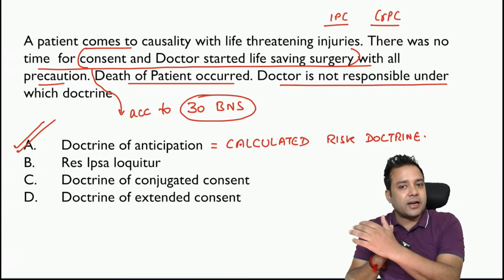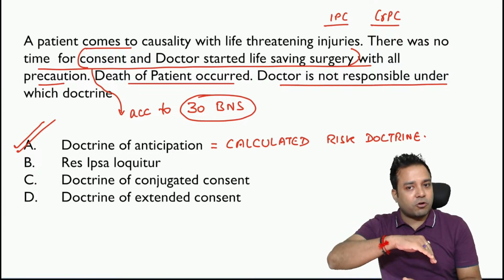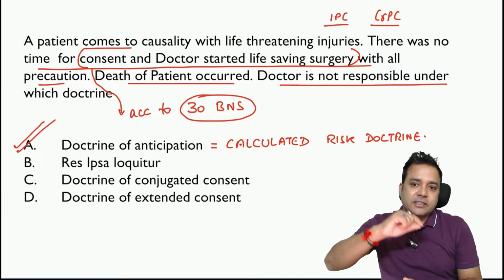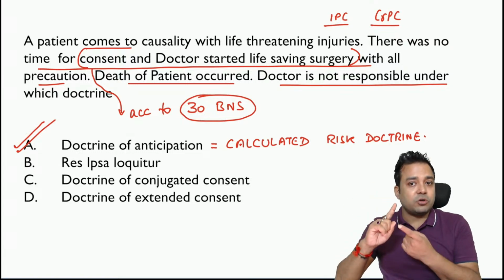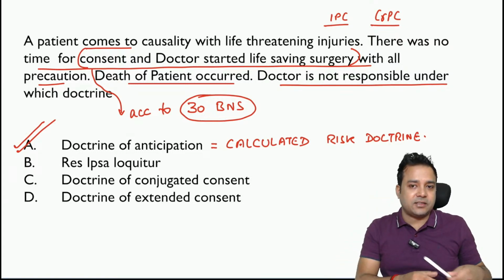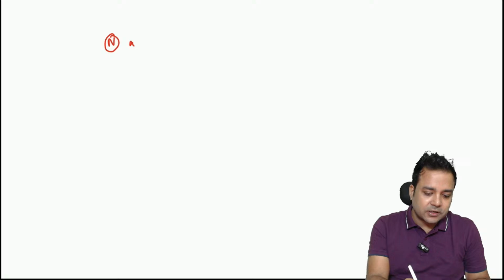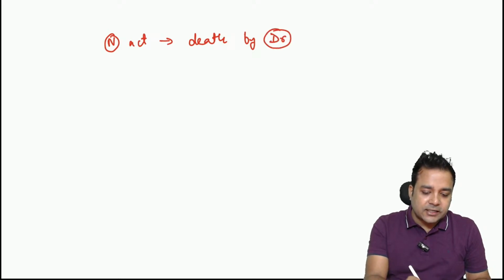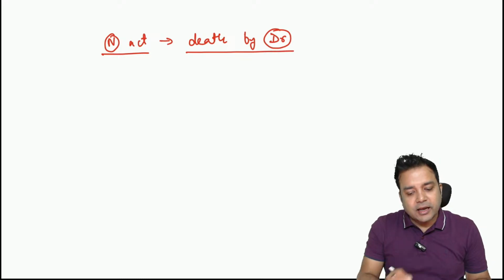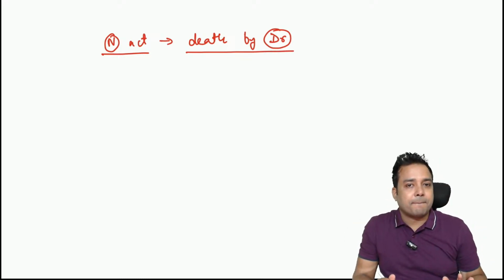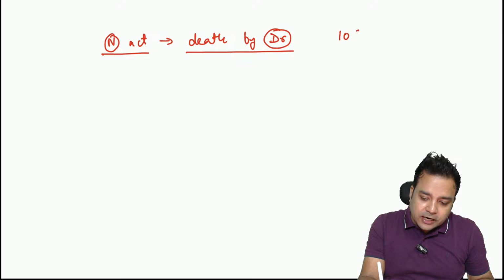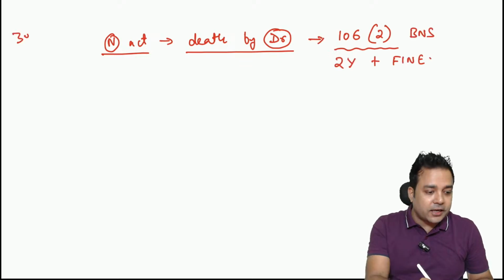Then in criminal negligence, the patient can go to consumer courts for monetary compensation, as well as he can go to a police station. So in relation to death of a person due to negligent act, this section becomes important. In relation to a negligent act leading to death of a person by a doctor, means a negligent act was done by the doctor and this has led to death of the patient, the section now applicable is section 106 of BNS, and that too subsection 106 A IPC.